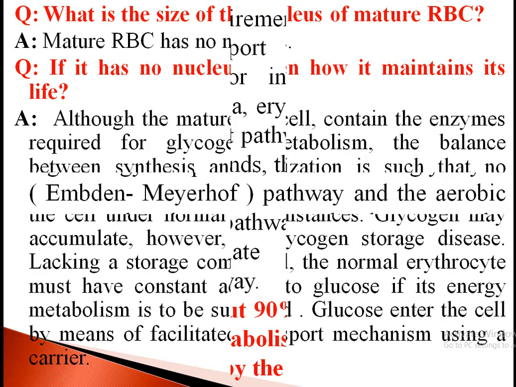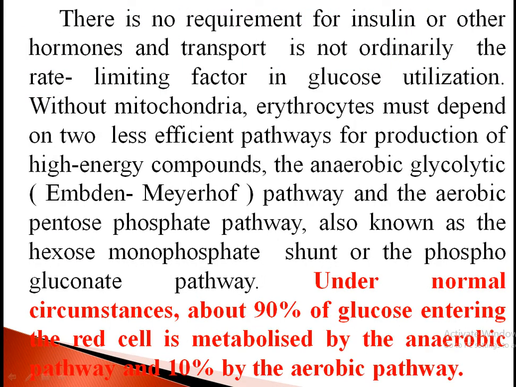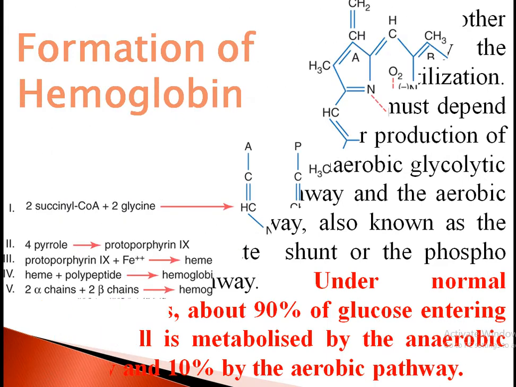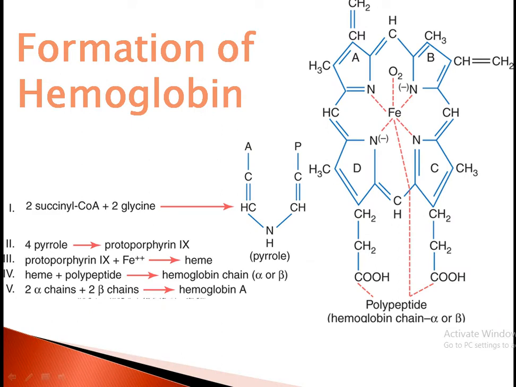In short, under normal circumstances, about 90% of the glucose entering the red cell is metabolized by the anaerobic pathway and 10% by the aerobic pathway. So that's the reason behind the existence of RBC without nucleus. Now coming to the new topic, that is the formation of hemoglobin. How is it formed?